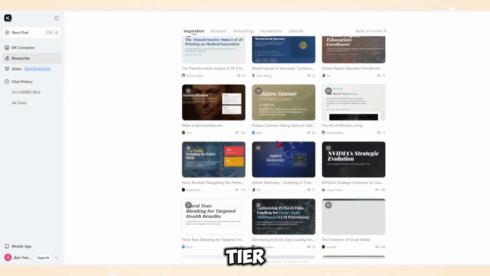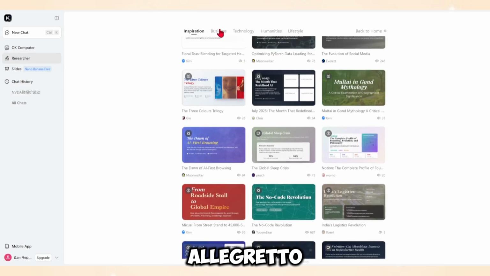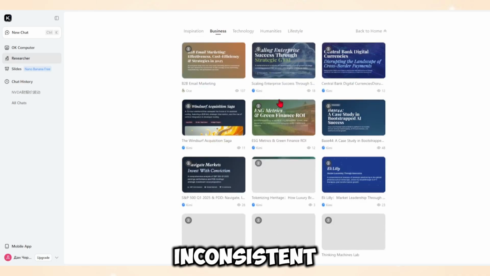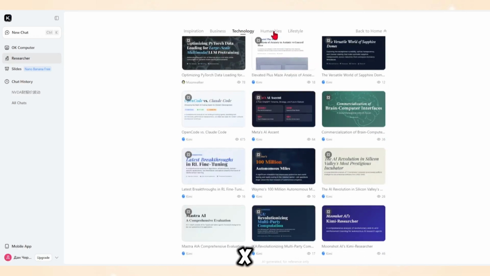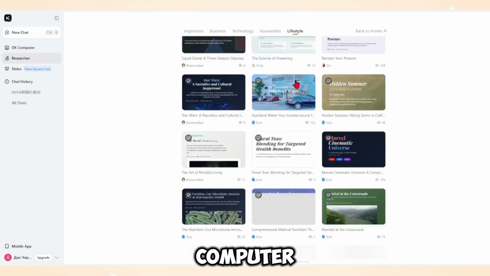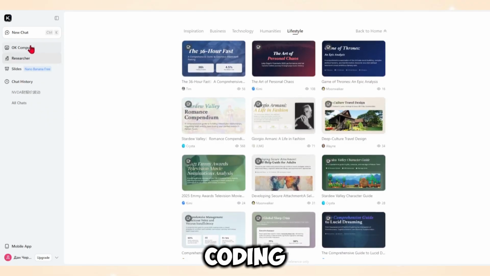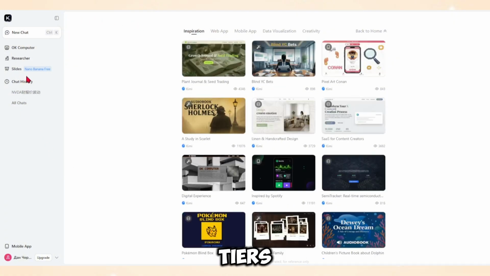slides. The top-tier plan, priced at $199 per month, is called either Allegretto or Vivace. The naming seems inconsistent here. It offers significantly expanded quotas, including 10x for K2 Turbo and Thinking Mode, 10x for Researcher and OK Computer, 17.5x for Kimi for Coding, unlimited slides, priority peak hour access, and early feature previews. All paid plans remove the free tier's limitations.